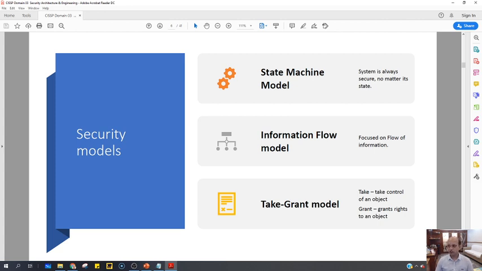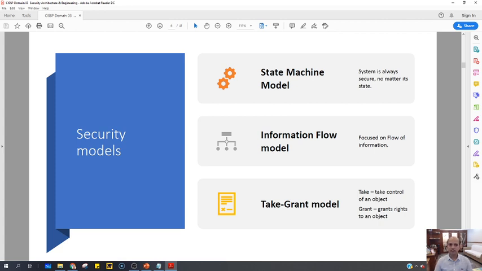But in the second scenario, the information flow model, we are mainly focusing on the information flow, that the information is going from one system to the other system, right? That is the information flow model. And the third is the take and grant model. Take and grant model is like giving access to a particular file to someone. When we use those kinds of models, we call them the take grant model, right? So let us discuss each category of the models one by one.